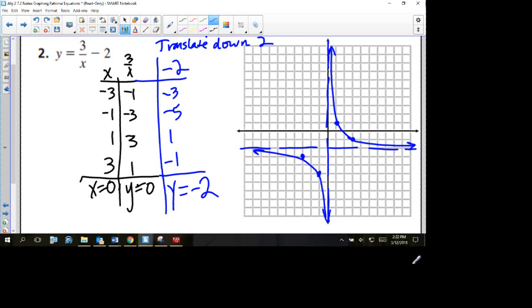If you're done with that one, set up the table for the next one. Figure out what the parent function is going to be. That's what I'm going to do next.